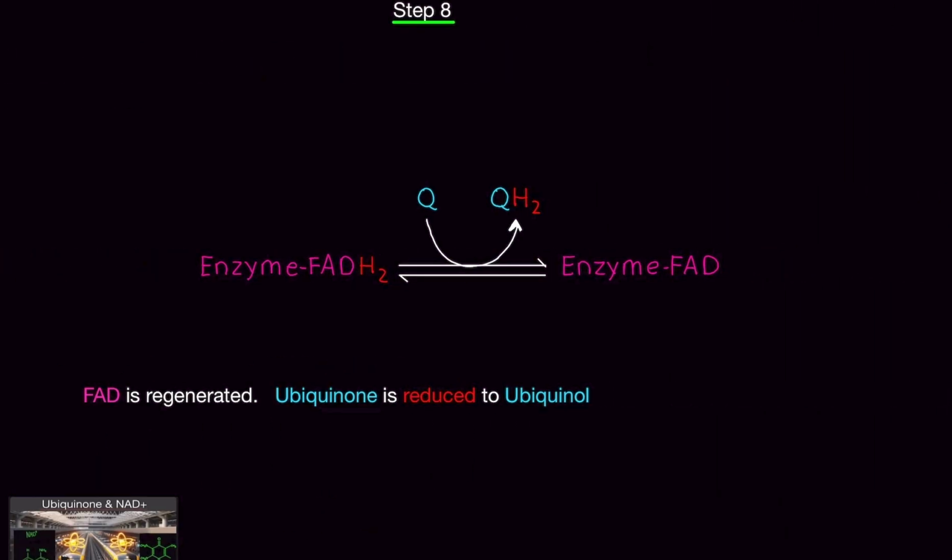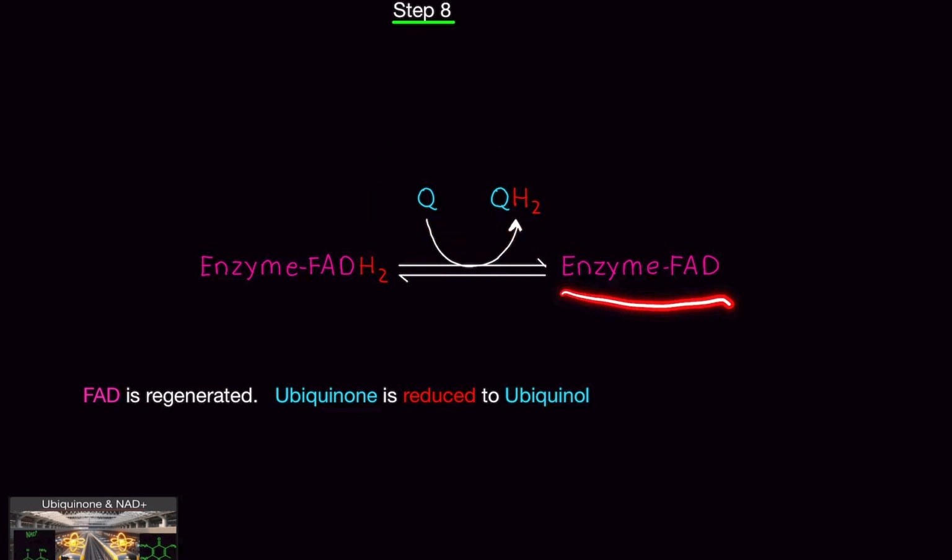So step 8. We had that enzymatic FADH2 we just made. Here's what's going to happen. No enzyme required. It's enzyme free. First time, I know, right? We're going to have ubiquinone come on and pick up the protons from FADH2. So now we have just reduced ubiquinone to ubiquinol. This is ubiquinol. This is ubiquinone. So we just reduced it to ubiquinol.